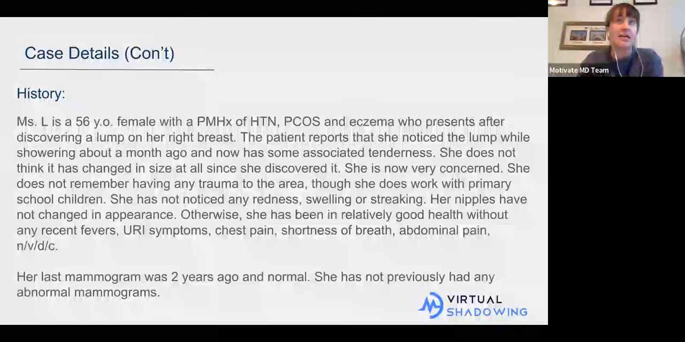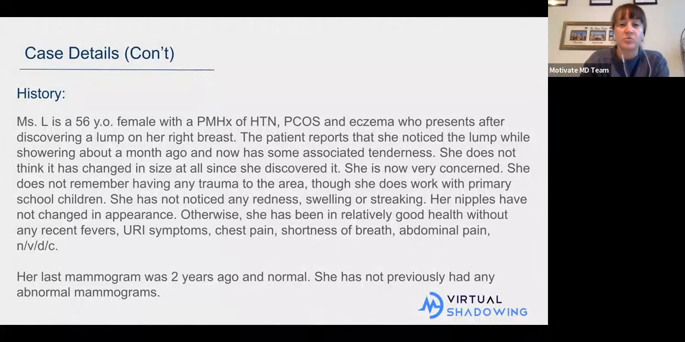She does not remember having any trauma to the area, though she does work with primary school children, so it's potential. Kids are little and like to jump all over stuff. And she hasn't noticed any redness, swelling, or streaking in the area. Her nipples haven't changed in appearance. And otherwise, she's been in relatively good health without any recent fevers, upper respiratory infection symptoms, chest pain, shortness of breath, abdominal pain, nausea, vomiting, diarrhea, constipation. Also notably, her last mammogram was 2 years ago and it was normal. And she previously hasn't had any abnormal mammograms.